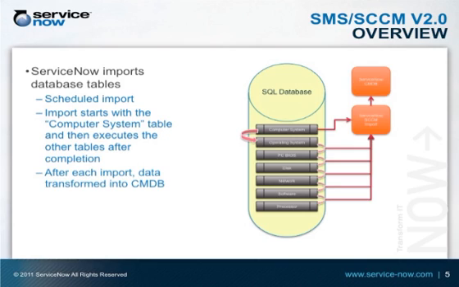With the SCCM version 2 architecture, as we mentioned before, all the tables are stored in the SQL database in the SCCM product. And so on a scheduled basis, we're going to import from first the computer system table. And once that import is completed, then we'll go through and import from the other tables that have relationship constraints on that first table. So once that first table gets imported, all the rest will start to import, and they're all transformed and stored in the ServiceNow CMDB.